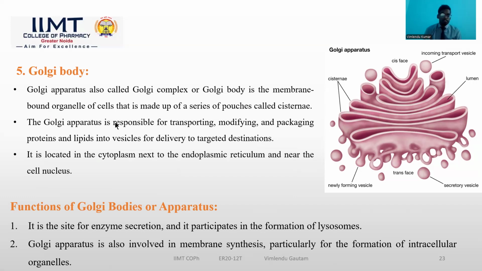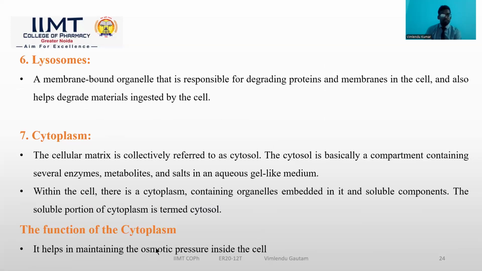The Golgi apparatus is responsible for transporting, modifying, and packaging proteins and lipids into vesicles for delivery to target destinations. It is located in the cytoplasm next to the endoplasmic reticulum and near the cell nucleus. Functions of Golgi bodies are: it is a site for enzyme secretion and it participates in the formation of lysosomes. Golgi apparatus is also involved in membrane synthesis, particularly for the formation of intracellular organelles.